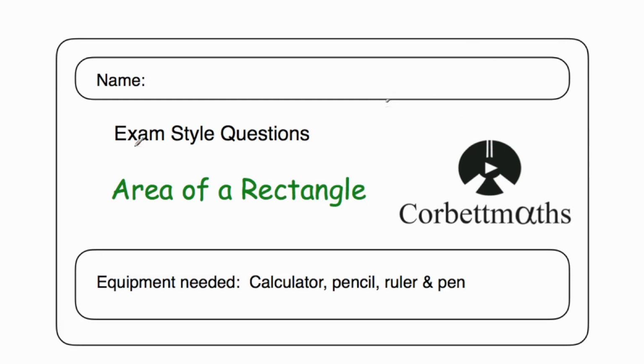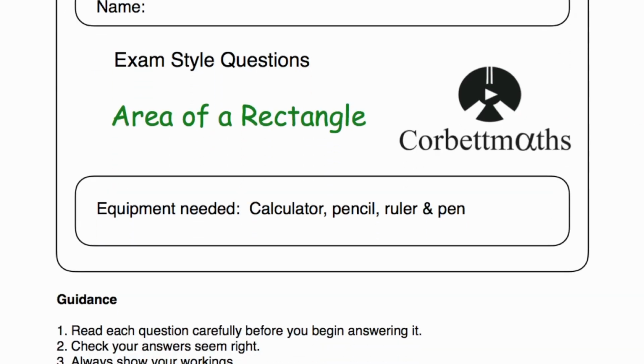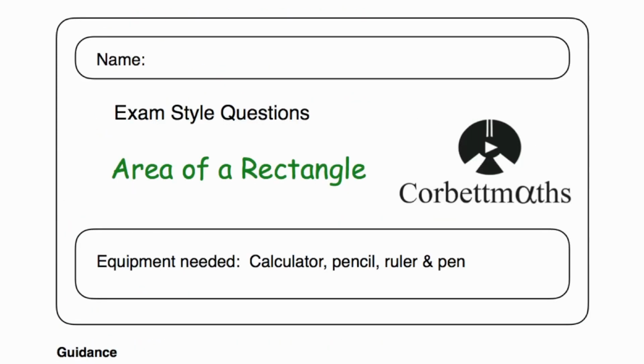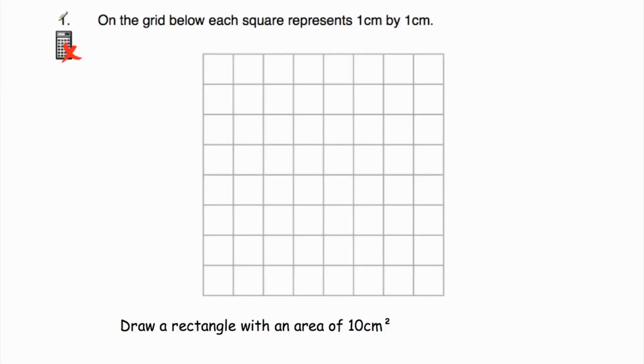In this video, we're going to look at the video solutions to the area of a rectangle practice questions. If you need any extra help on finding the area of a rectangle, go to corbettmaths.com/contents and scroll down to video number 45, where there's a video tutorial on how to find the area of a rectangle and square. Alternatively, you could scan this QR code and that'll bring you straight to that video tutorial. But in this video, we're going to focus on the video solutions to the practice questions, so let's get started.